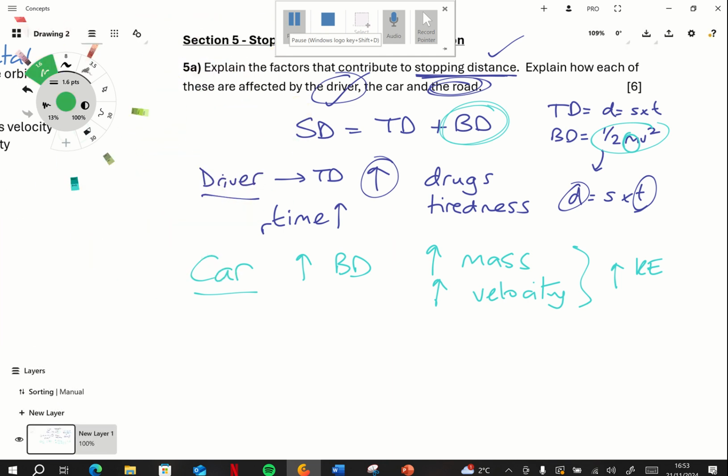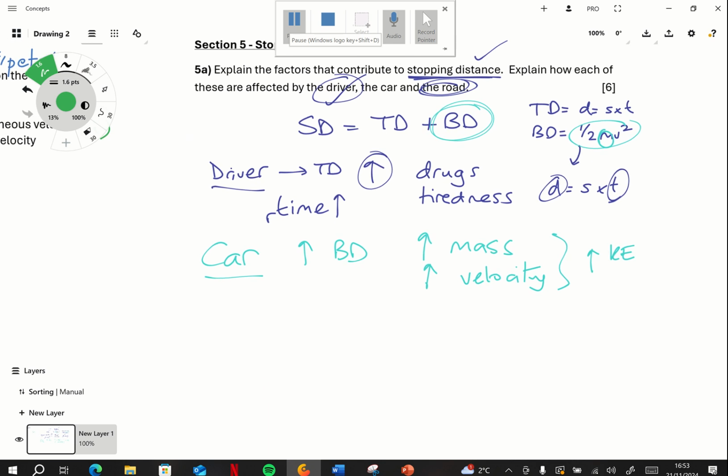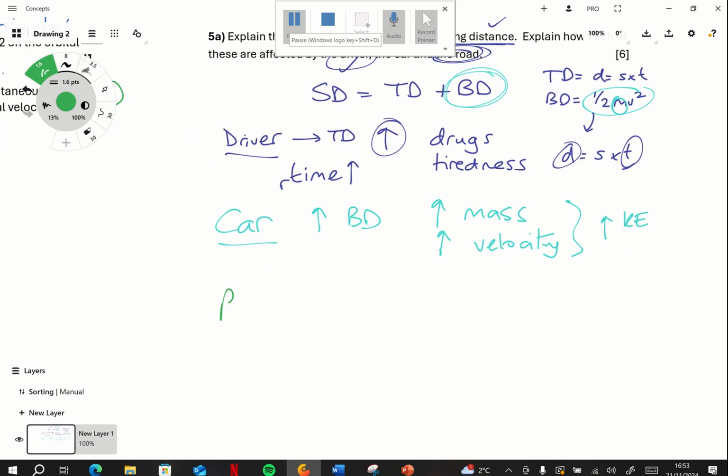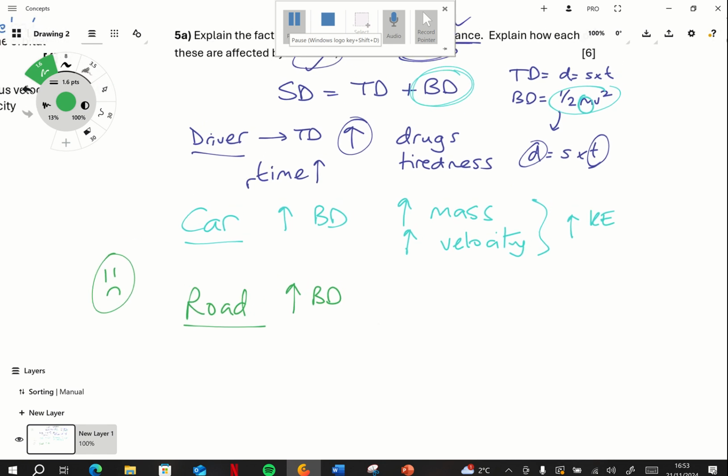And then the bit that I don't think I did particularly well in lesson is the road. So I've done the driver, the car. Now I'm going to do the road. And again, I'm not linking that to thinking distance. And I'm going to keep it easy by going, I'm going to increase the braking distance. And as we know, increase any of these things, that's a bad thing. So one of the things that could happen, and this has never been more true than the other day at school, is I could have a wet or icy road. That will increase the braking distance. Why? Because I reduced the friction.